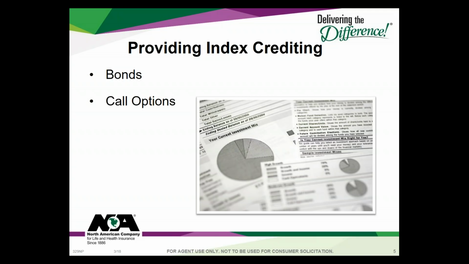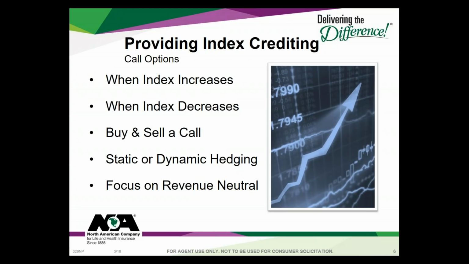We don't want to make a big profit when the market goes up. We don't want to take a big loss when the market goes down. Life insurance companies want this to be revenue neutral to the company. And they're really good at bonds, and so we continue to invest in bonds. Well, if bonds are only paying 4 or 5%, how can we credit index interest of 7, 8, 10%? Well, we use call options. So let's talk a little bit about call options.